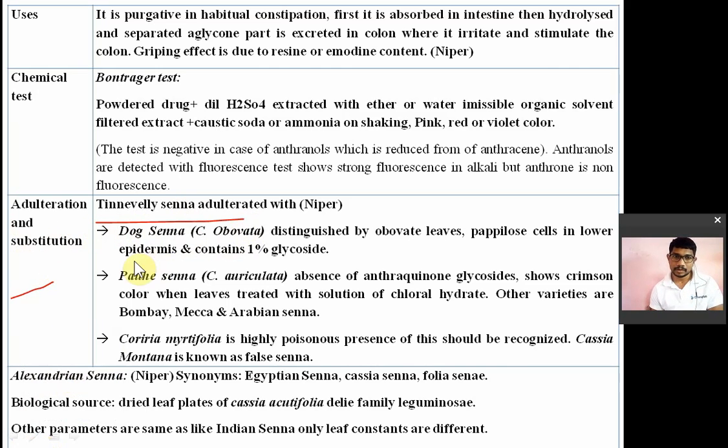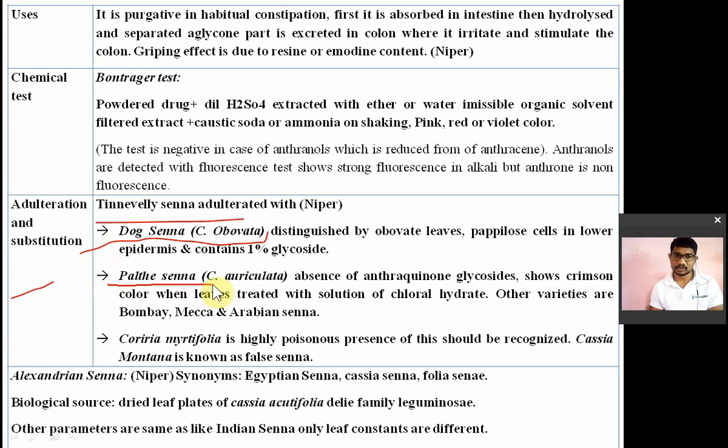Now it is substituted with different varieties of Senna. The first one is dog Senna, known as Cassia obovata. It is distinguished by obovate leaves, papillose cells in the lower epidermis, and it contains only 1% glycoside, whereas your original drug consists of 2% glycoside, that is Senna B. Where do we get Senna from? Cassia obovata. Okay, remember. NIPER asks these questions.